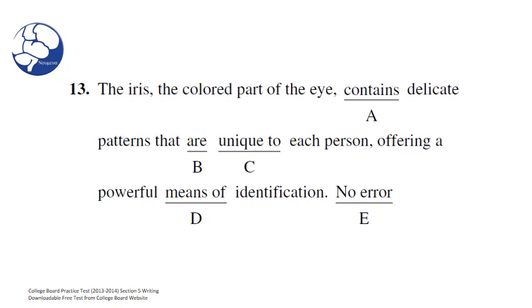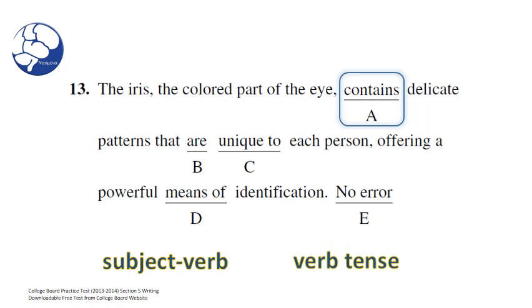So let's get started. Choice A, contains. Here's a verb. What are we going to look for when we have a verb underlined? Well, let's think about the potential errors this underlined part can cause. It's a verb, and it's written in the present tense, so obviously we're going to have to do the subject-verb check. We're also going to have to see if the verb tense is correct. Sounds good.